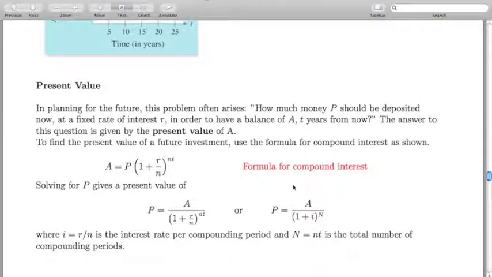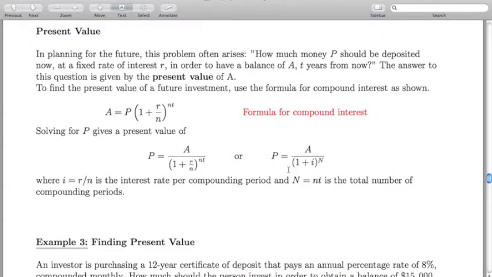We knew what our initial deposit was, and we wanted to see what our ending balance would be. Now we're going to take a look at it the other way: I want my ending balance to be this. How much do I need to deposit now? That's what the whole notion of present value is about.